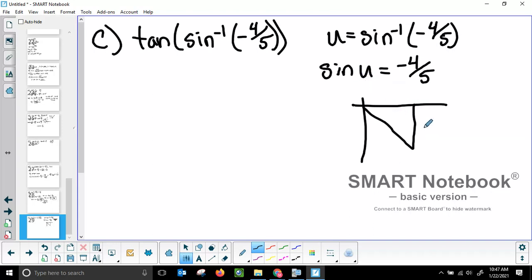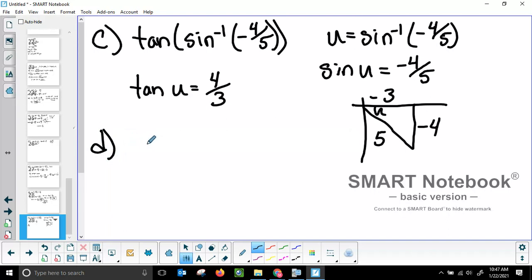Sine is opposite over hypotenuse, right? And I know that both of these legs have to be negative because I'm in the fourth quadrant. This is a 3, 4, 5 right triangle. Of course, you could have just used the Pythagorean theorem to get that. Well, now I'm really just looking for tangent of u. Tangent is opposite over adjacent, so this would be 4/3. Done.